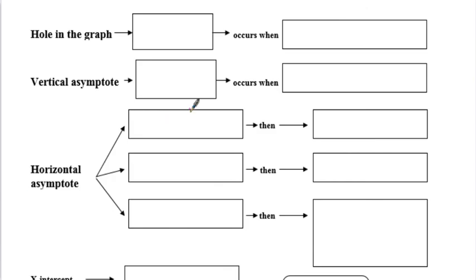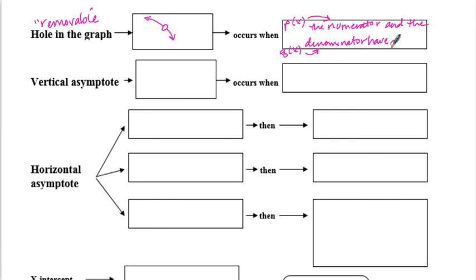So we have a little bit of a decision tree on a lot of this stuff. Again, a hole in the graph is removable discontinuity. It presents itself as a hole here, removable discontinuity. And that occurs when P of x, or the top, the numerator, and the denominator, or the bottom, or Q of x. P of x is the numerator, Q of x is the denominator. So we have a hole when the numerator and the denominator have a common factor.